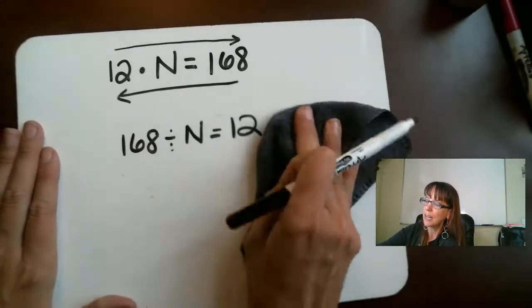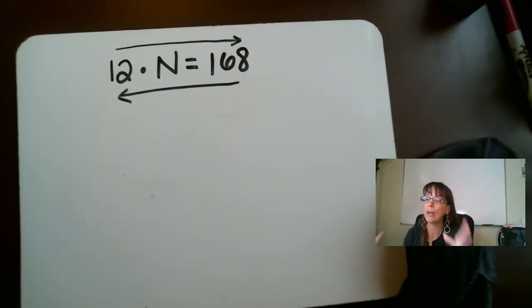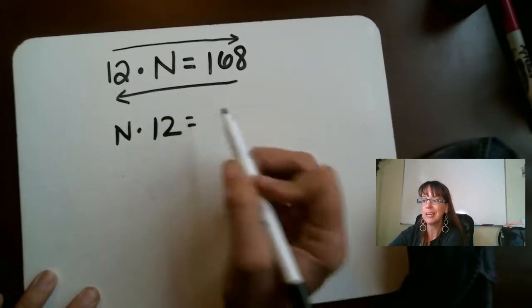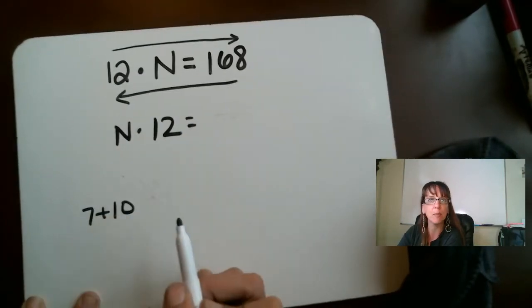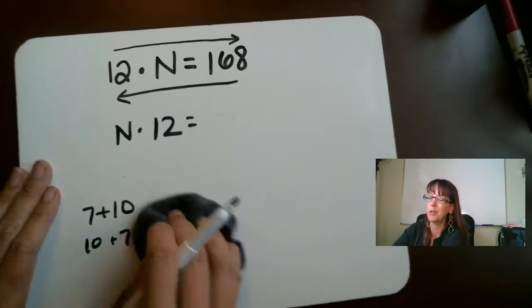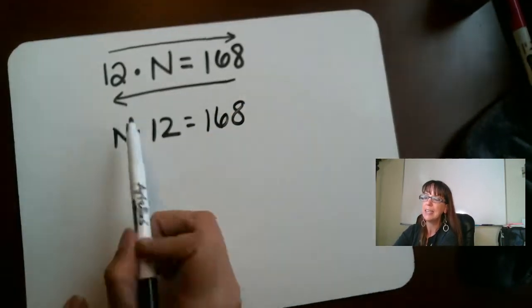That's because there's actually a different way. Multiplication is very much like addition. We can write it in any gosh darn order. So 12 times n is the same as n times 12. Just like if we did 7 plus 10, that would be the same as 10 plus 7. Any gosh darn order. It's a commutative property. Commutative property. All right, so I've rewritten this guy.